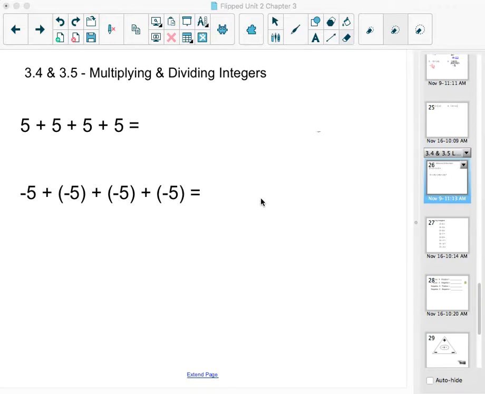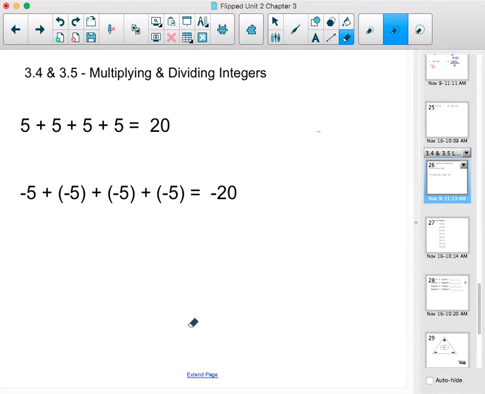The way I'd like to get started today is I would like you to write down these 2 problems on a piece of paper and solve them both. So, pause the video, solve both problems, and then press play again. Hopefully, you have 20 as the first answer and negative 20 for the second answer.